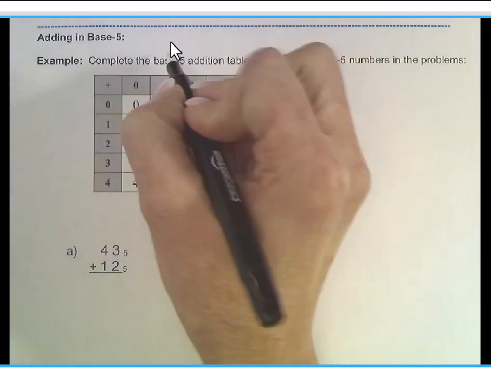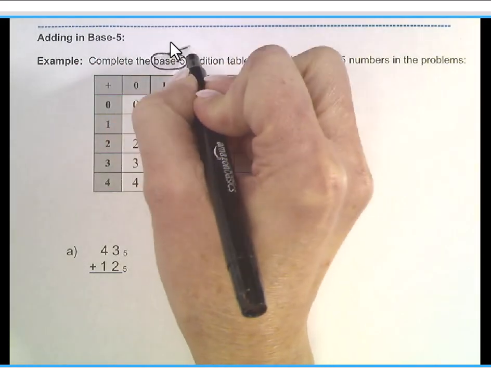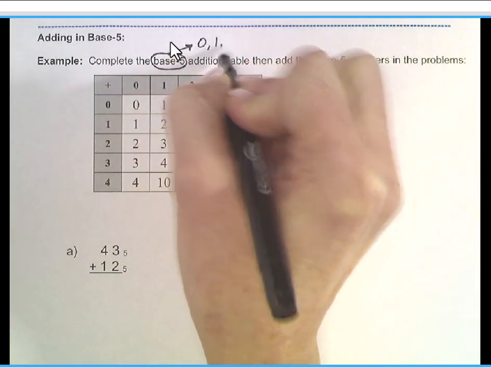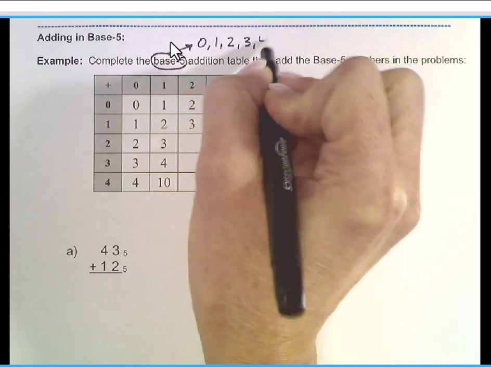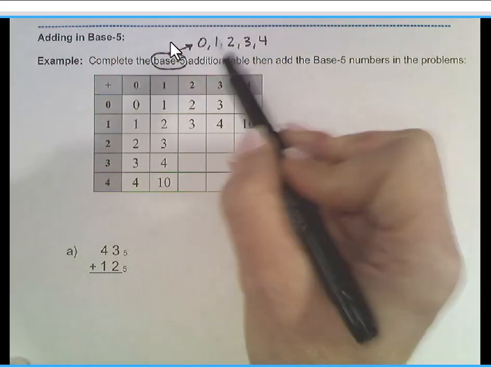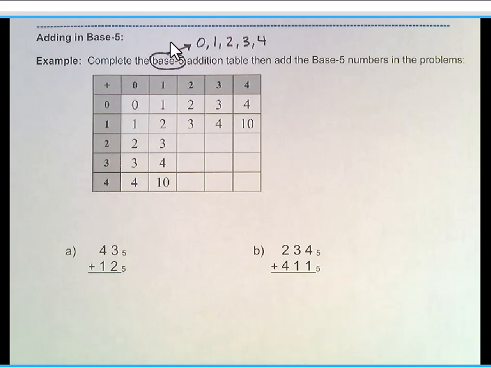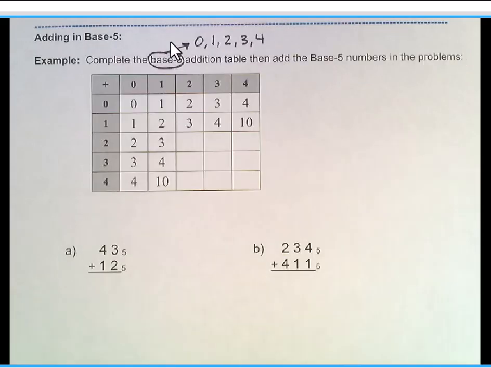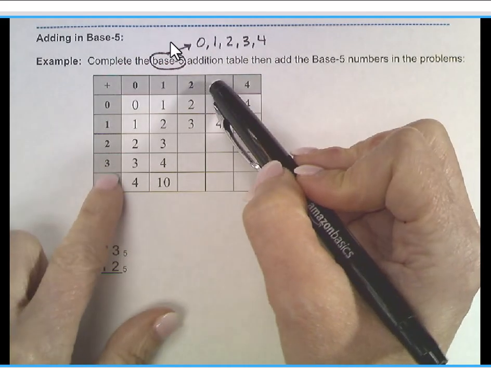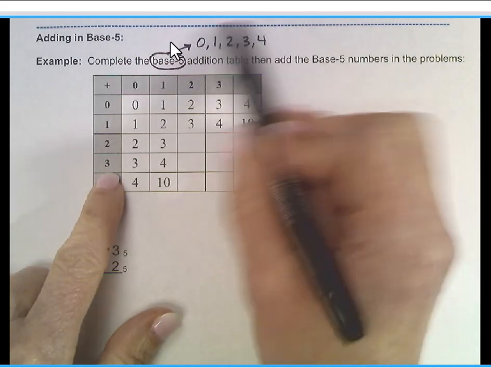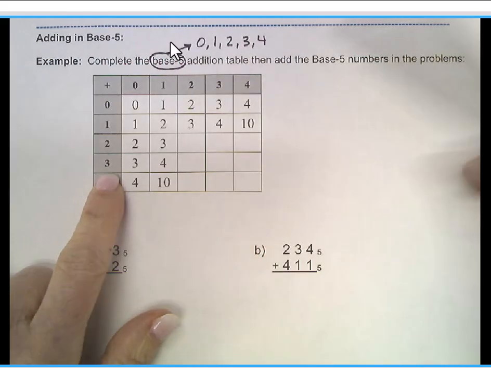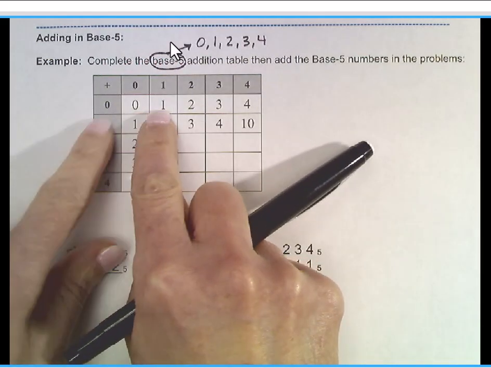So if we stick with base 5, remember the only symbols that we're allowed to use in base 5 are these symbols, 0 through 4. Those are the 5 symbols that we have. So you can see I did an addition chart and it's got 0 through 4. We just have to be careful because we can't say that 3 plus 3 is 6 because there is no such thing as a 6 here. So it starts with 0, 1, 2, 3, 4.